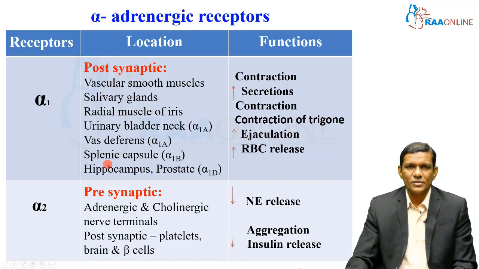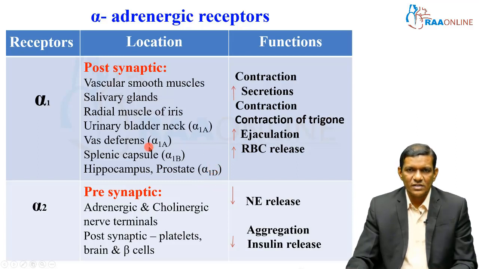Then in the splenic capsule you have the alpha 1B subtype, where contraction of the splenic capsule naturally increases red blood cell release, so more RBCs are released into the circulation. It is also present in the hippocampus, and the alpha 1D subtype is present in the prostate.